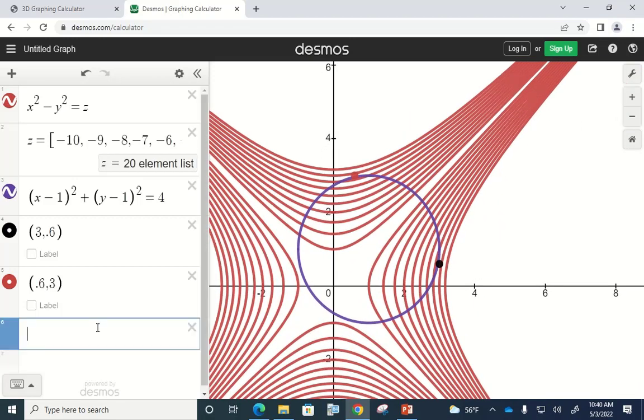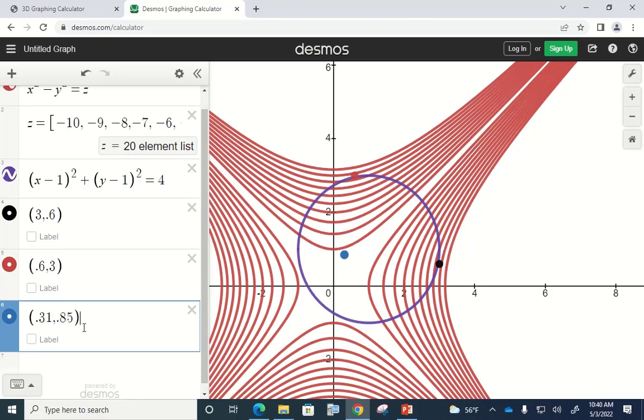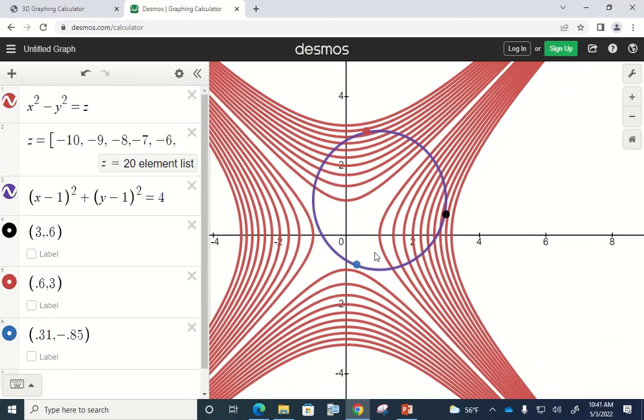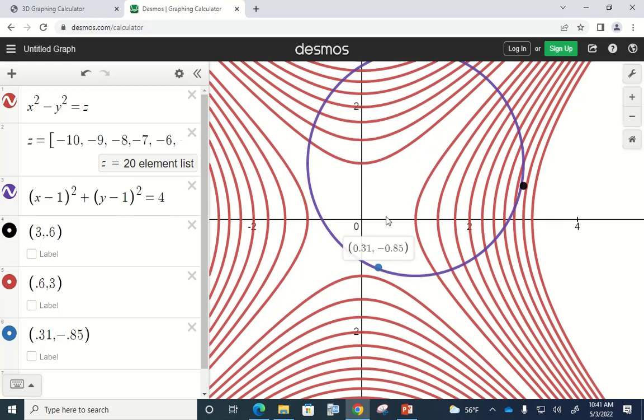Okay, my other points were 0.31 and 0.85. Or was it negative 0.31? Or maybe it was negative 0.85. Yeah, there we go. It was 0.31 and negative 0.85. And so that corresponds to another minimum value of my function as it is constrained along this circle. Because again, as we go out in the y direction over here, those contour lines represent decreasing z values as you go out in the negative y direction. So that's the minimum value along the circle.